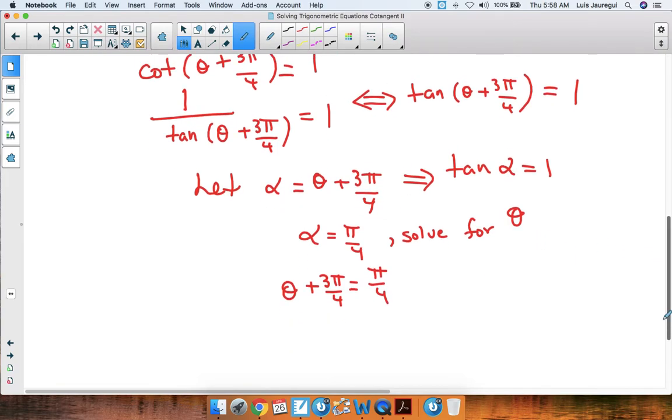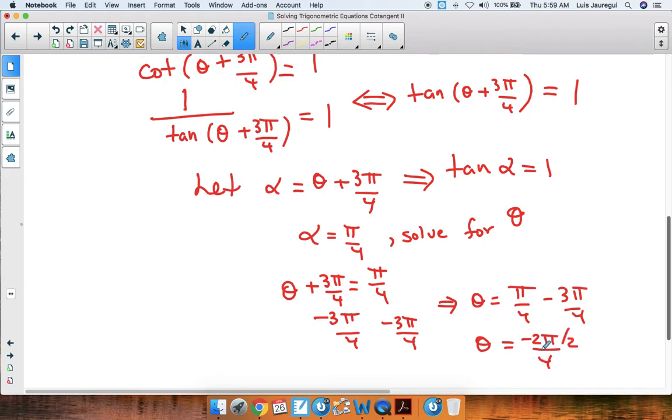Now let's isolate the theta. To do so, let's go ahead and subtract the 3 pi over 4 from both sides. And we get that theta is equal to pi over 4 minus 3 pi over 4. So this now becomes theta is equal to 1 minus 3, which is negative 2, pi all over 4. Let's divide both numerator and denominator by 2, so we get negative pi over 2. However, notice that this is not an angle in the given restriction for theta. We want theta to be between 0 and 2 pi.